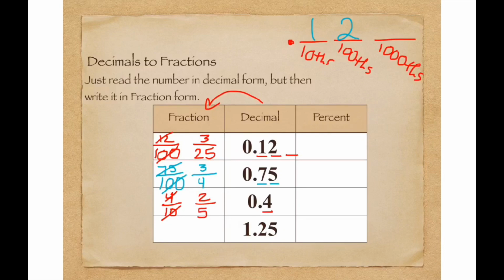Next, our last one, 1.25. So this time the 1 will be separate, that's our whole number. And then we'll just read our 0.25 normally. So we've got a 2 in the tenths position, we've got a 5 in the hundredths, that'll be 25 hundredths. And then we go ahead and write that. So 1 and 25 hundredths. And we'd reduce 25 hundredths, that's 1/4. So it's 1 1/4. And we're done.